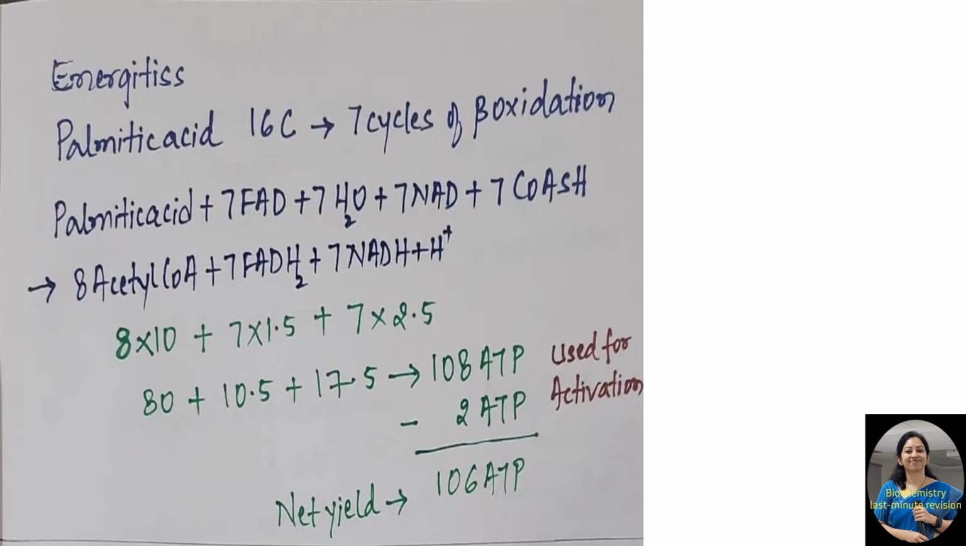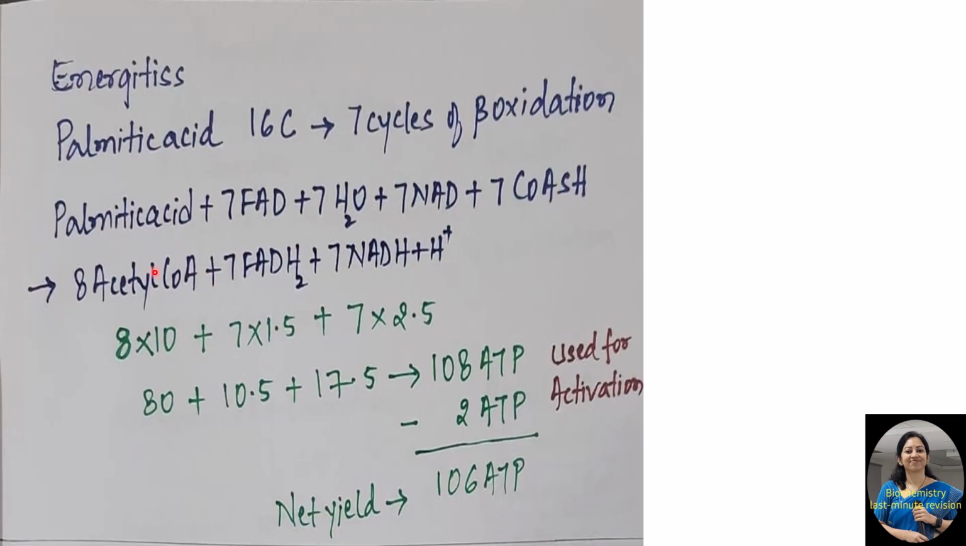Now coming to the energetics part, the most common fatty acid energetics that will be asked is palmitic acid. As you all know, it is a 16 carbon compound. So this will undergo 7 cycles of beta oxidation. So how to write the overall equation: palmitic acid, because first step is dehydrogenation, which requires FAD. Next is hydration, so it requires water. The next step is again dehydrogenation, which requires NAD. So palmitic acid plus 7 FAD plus 7 H2O plus 7 NAD, and for activation it requires CoA, active form of pantothenic acid. So 7 CoA-SH.